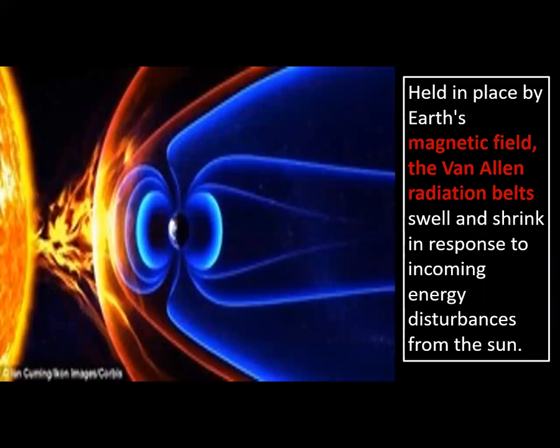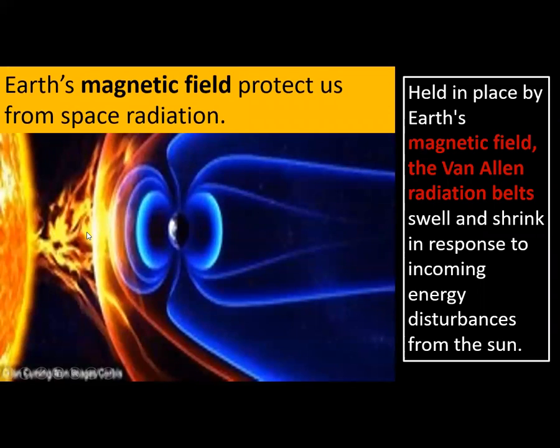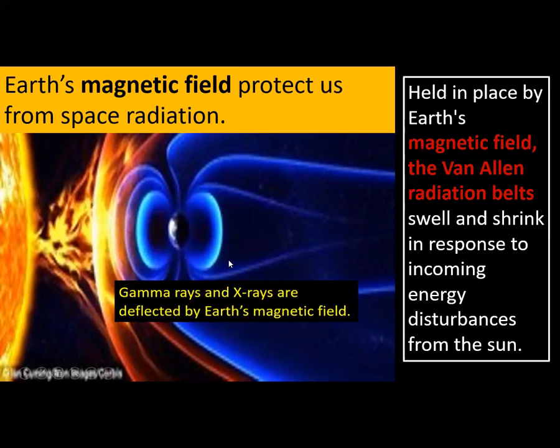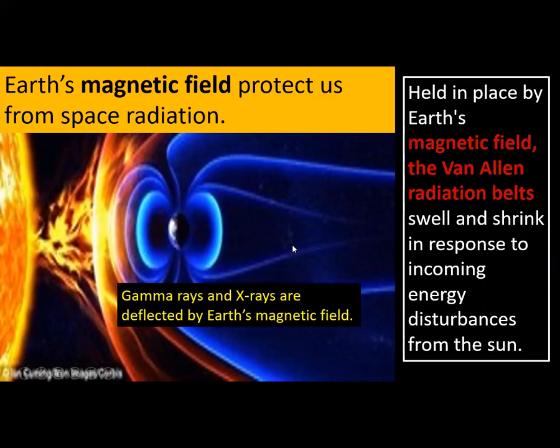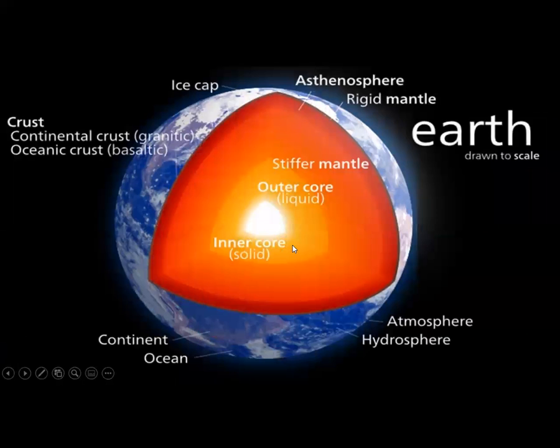Now, this is an artist sketch of how our planet's magnetic field protects us from the solar flares. Earth's magnetic field protects us from space radiation, especially the gamma rays and X-rays. You must be asking, how come Earth has a magnetic field and other planets don't, like Mars? It doesn't have the magnetic field anymore. So we cannot just go there and live there because we are not protected from this deadly radiation.